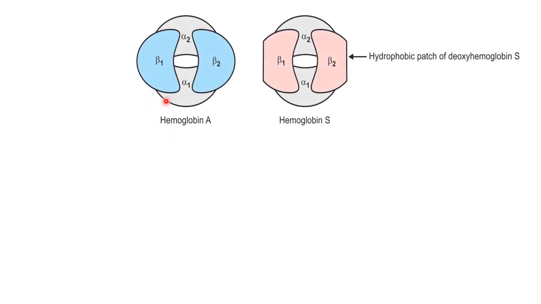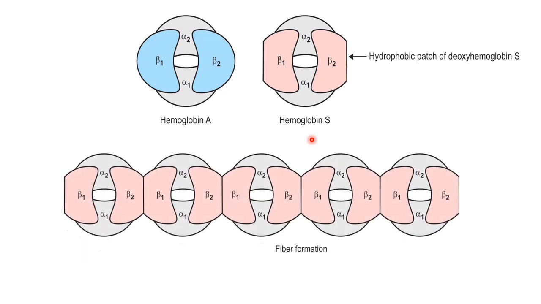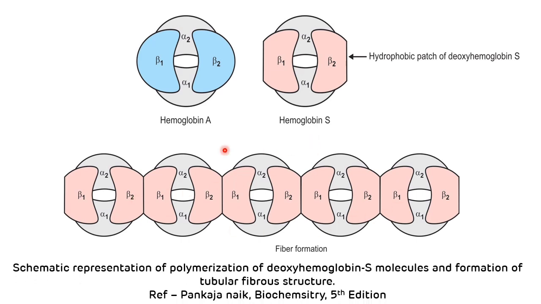So this is the picture of normal hemoglobin and this is the picture of sickle hemoglobin. As discussed, there is a formation of a sticky patch on the outer surface of the beta globin chain, and due to this sticky patch there is decreased solubility of deoxygenated sickle hemoglobin. With the help of this sticky patch, this deoxygenated sickle hemoglobin can bind to another deoxygenated sickle hemoglobin, which results in the polymerization of deoxy sickle hemoglobin molecules and formation of a tubular fibrous structure.